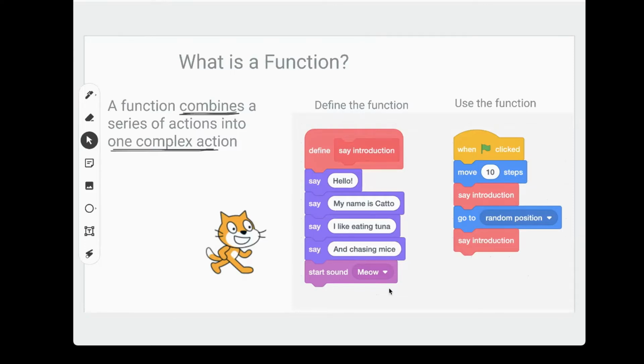And then it'll meow. And so all of that is this common thing that it has to do all the time. It has to go over to this person and say its speech, and then it has to go over to the other person and say its speech. And so instead of having to write out all those things every single time you want to do it, you can say, okay, I'm going to make a function, and the function's called say introduction. And every time you want to say the introduction, it does all of those things. And that saves you time.